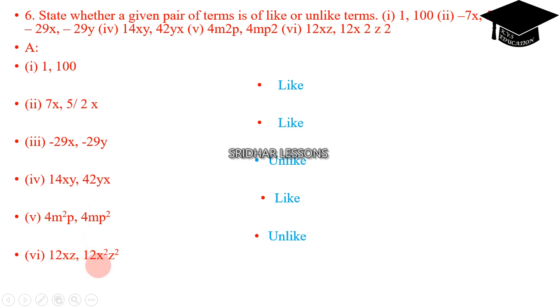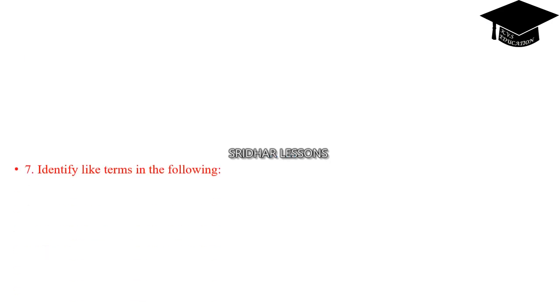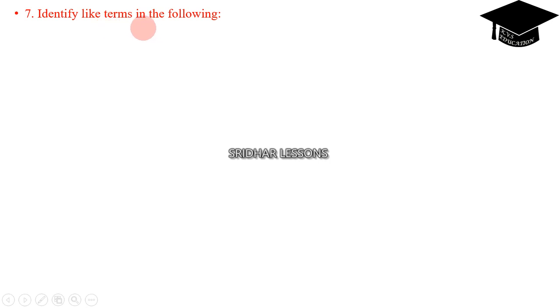12xz and 12x square z square. This is an unlike term. Here we have xz and here we have x square z square. Next, identify the like terms in the following.